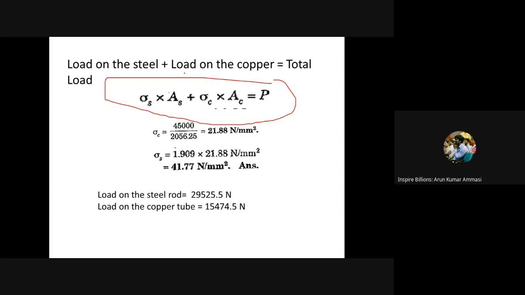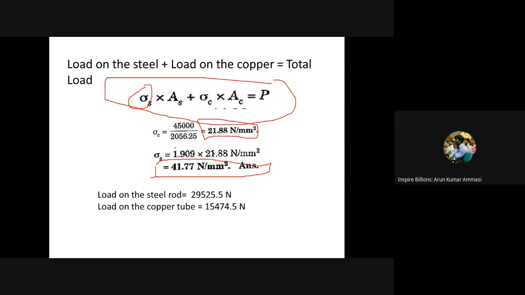So from this, we know the relationship between stress, area and the load. Stress is equal to load divided by cross-sectional area. Since load is already known, from that we can calculate the value of stress on the steel tube and stress on the copper tube. You could also see, though the load applied on the assembly is one, the stress created on the individual steel and the copper is completely different.